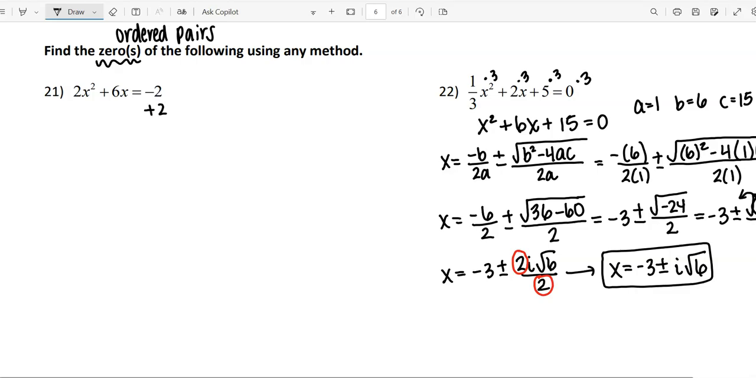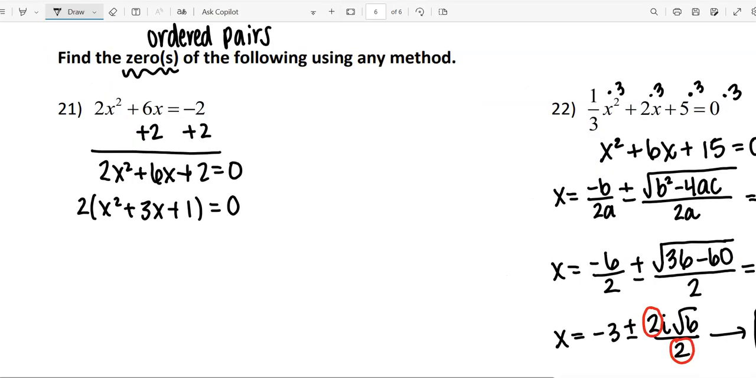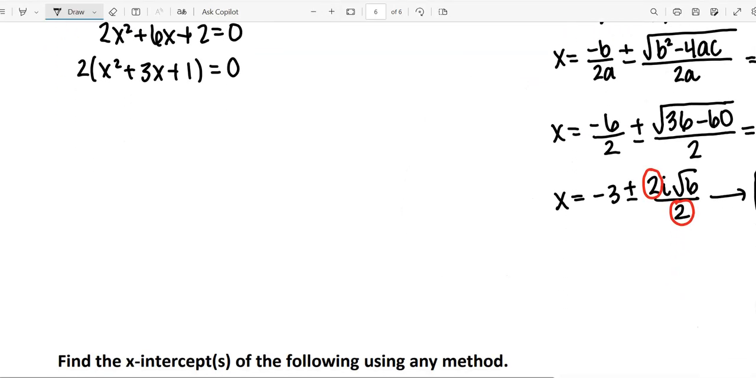You're checking your work. 2x squared plus 6x plus 2 equals 0. Take out a 2. X squared plus 3x plus 1, which is what told you it wasn't factorable, because the factors of 1 won't give you 3. And so here, a is equal to 1, b is equal to 3, c is equal to 1. In that step, you could divide both sides by 2, which is why we can ignore the 2. So just keep that in the back of your brain.